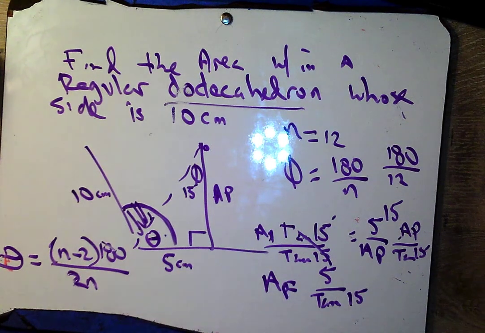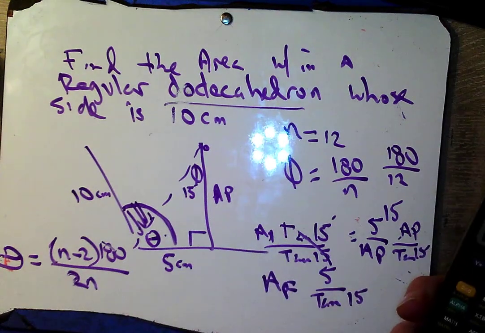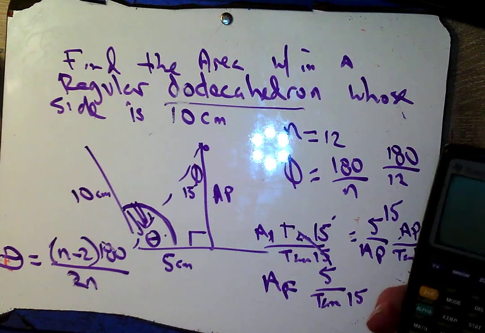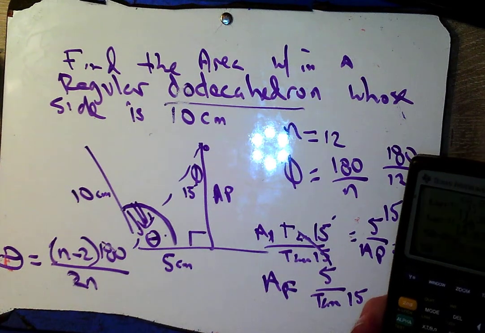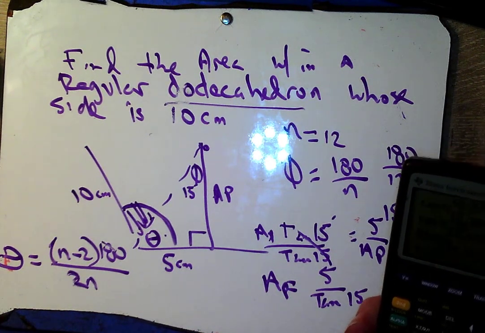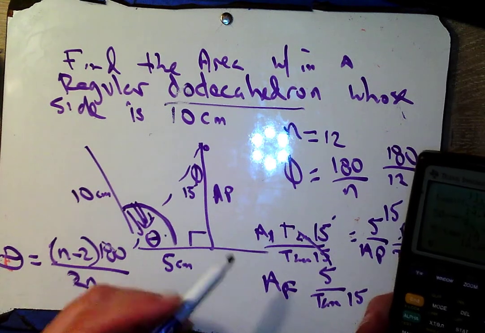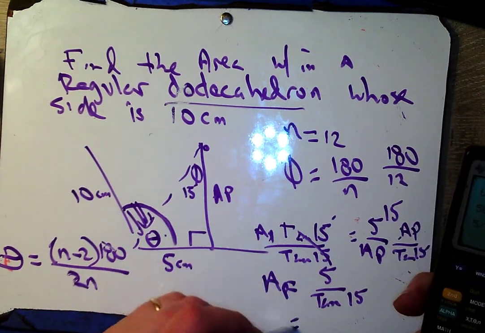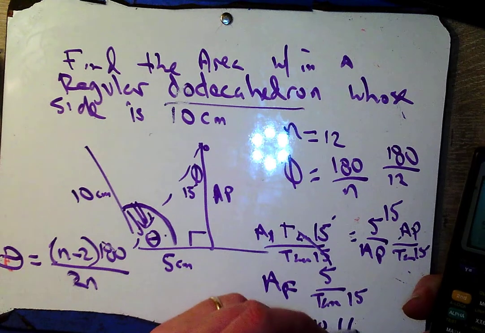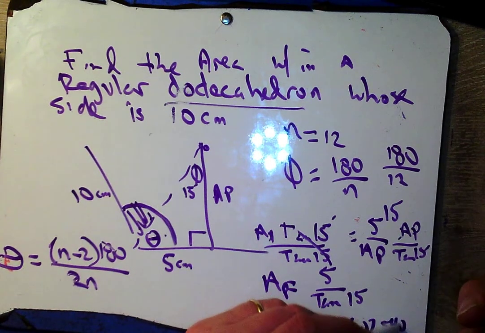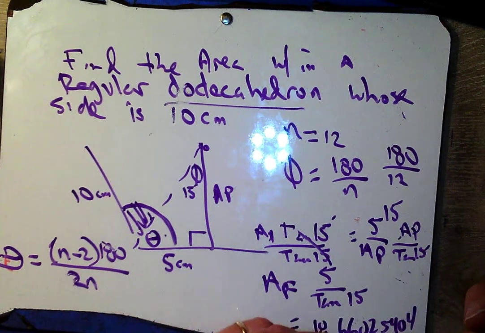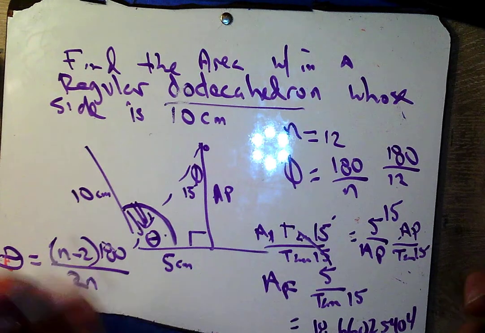Apothem. Okay, so 5 divided by tangent 15 would help if the calculator was on. Tangent 15, and I get that the apothem is 18.66025404 centimeters. Cool. Does that mean I'm done?